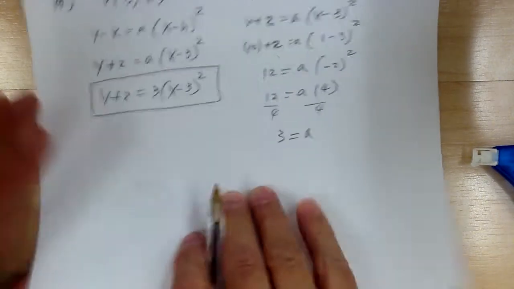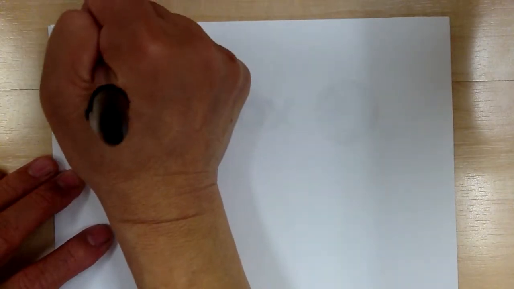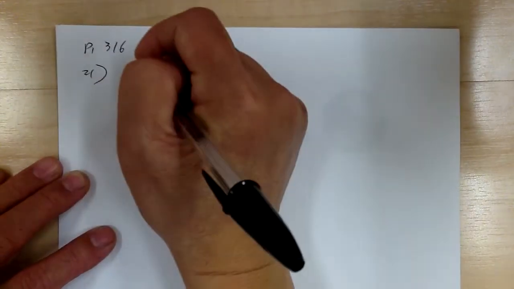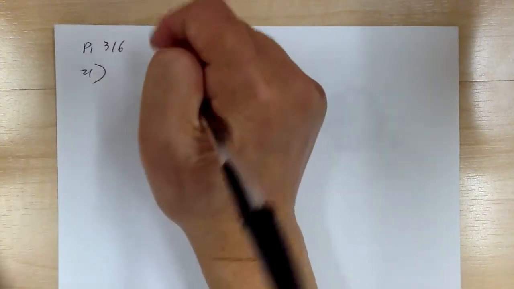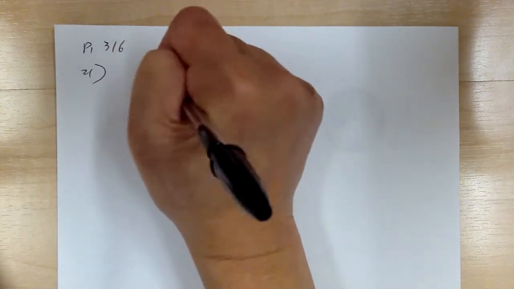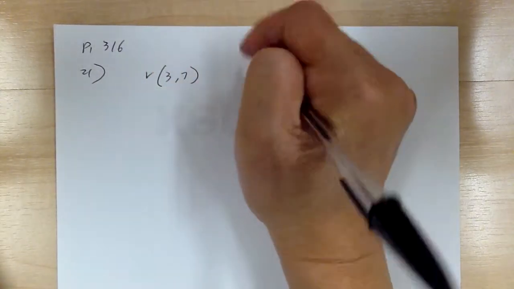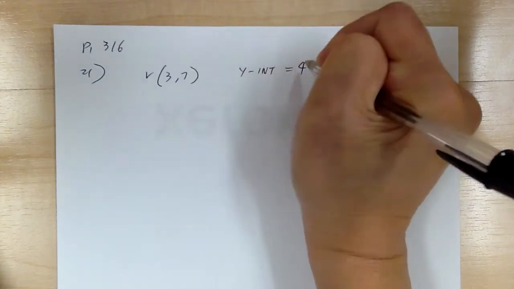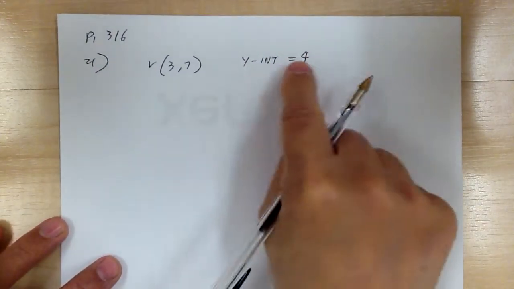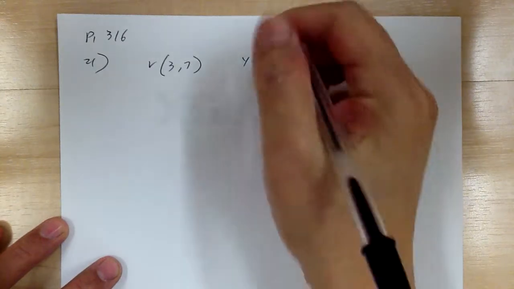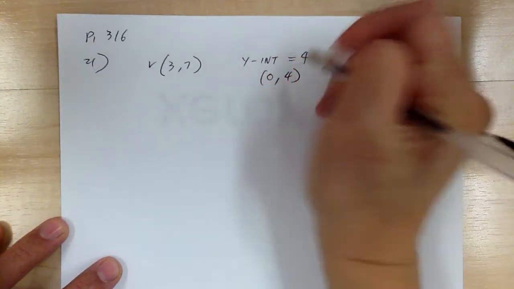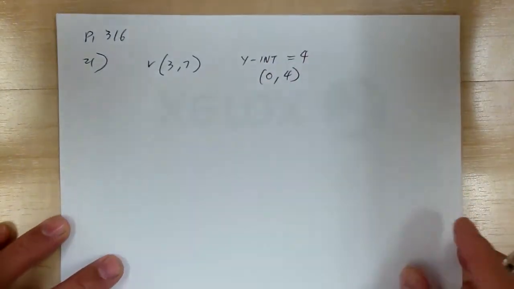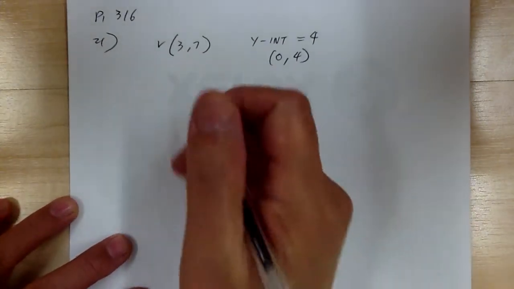Okay, let's go to 21. Okay, so the vertex is (3, 7), and the y-intercept is equal to 4. So y-intercept equal to 4 means x equals 0. So what this means is that the point is at (0, 4). Okay, that's what the y-intercept means. So you just do exactly the same as before.